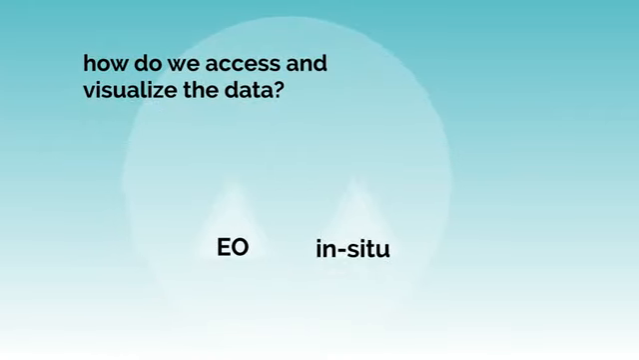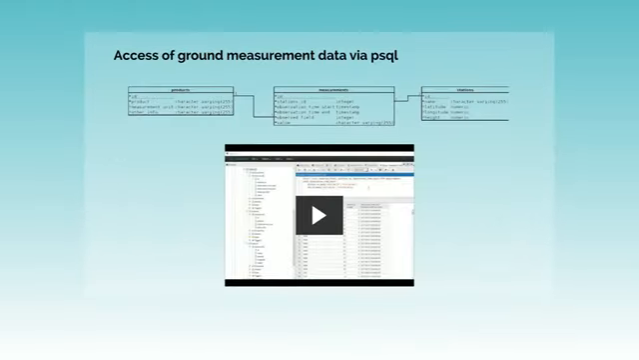How do we access and visualize the data? We access ground measurement data via PSQL. The figure you see here shows the structure of the database. It has quite a simple design containing three tables: products, measurements, and stations.